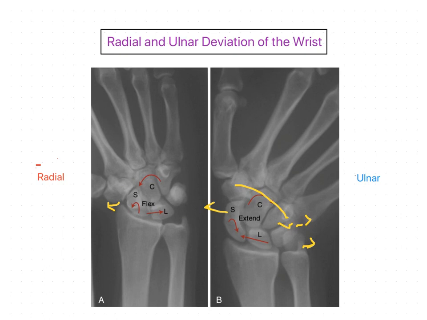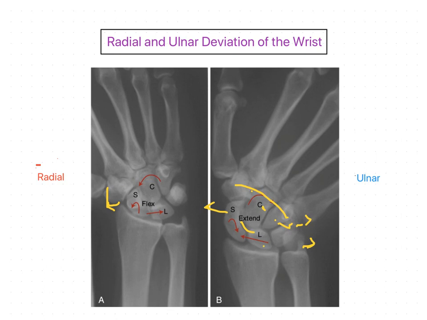As in radial deviation, the proximal and distal carpal rows again move in opposite directions in the sagittal plane while ulnar deviation occurs. The scaphoid and lunate, these two bones, are going to extend, while the capitate, trapezoid and trapezium are going to flex. So in radial deviation, it is opposite.